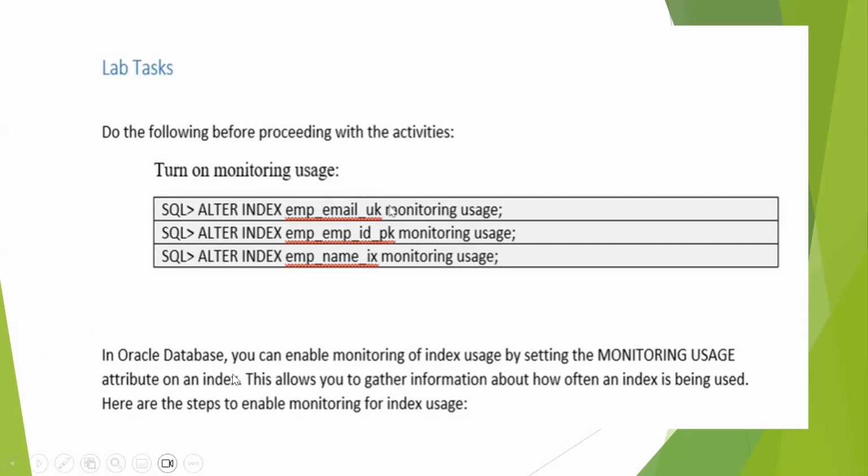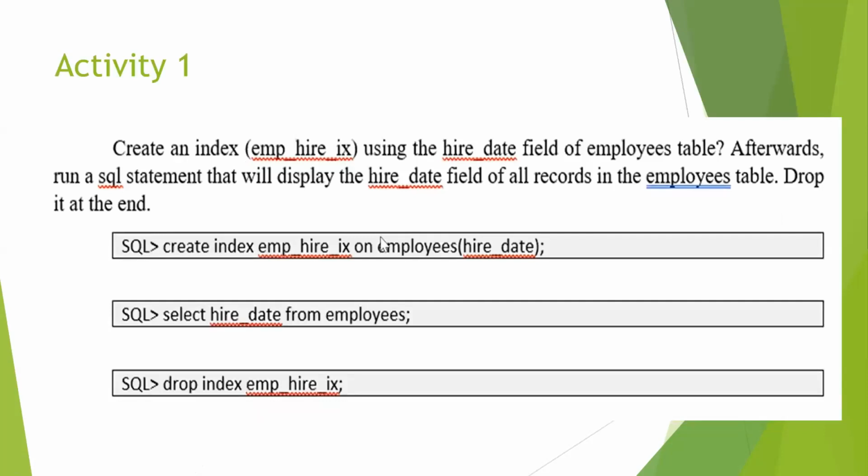As I told you, in Oracle databases you can enable the monitoring of index usage by setting the monitoring usage attribute on an index. This allows you to gather information about how often an index is being used. So let's proceed to our first activity, in which you need to create an index with the name employee_hire_IX using the hire date field of the employees table. Later, you need to run a SQL statement that displays the hire date field of all records in the employees table. Then finally, you need to drop it at the end.